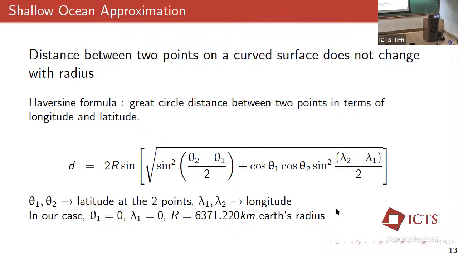Now, suppose you have 2 points. Here you have A, and here you have B. And you need to calculate this distance. Normally, what is done is you calculate the great circle distance. That is what we call it in ocean modeling. Does anybody know what a great circle is?